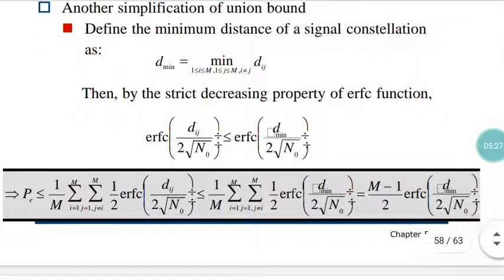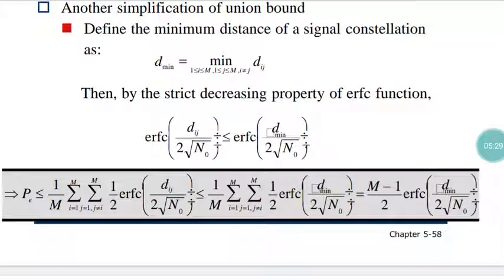So finally Pe we can write as 1/M times the summation over i equals 1 to M, again the summation over j equals 1 to M with i not equal to j, of half ERFC of dij by 2√n0, which is less than or equal to 1/M times the summation over i and j of half ERFC of d min by 2√n0. Why? Because d min is less than dij, so Pe is obviously lesser for this. This equals (M − 1)/2 times ERFC of d min by 2√n0.